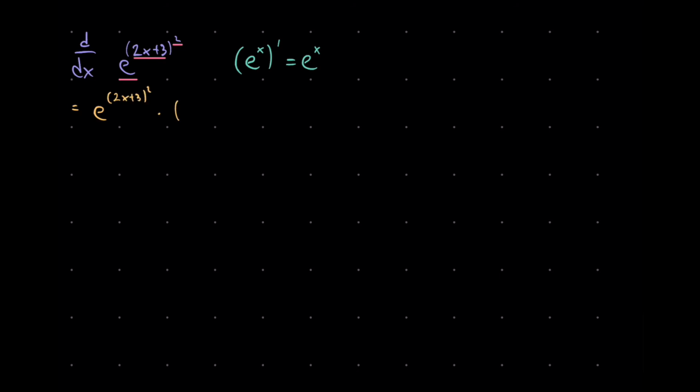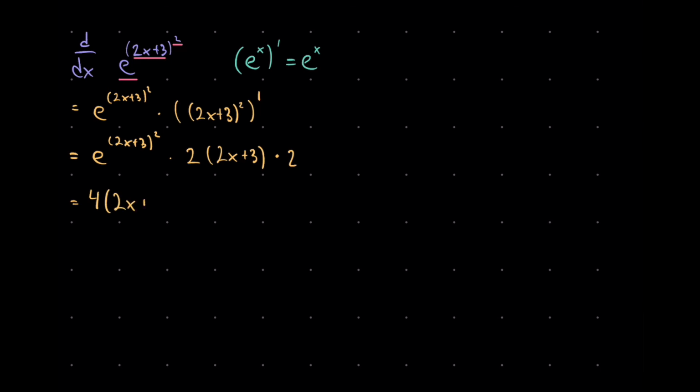Now we want to multiply this by the derivative of the inside function, or what's in the exponent. So this is equal to e to the (2x plus 3) squared, that stays the same, times the derivative of this function. Here we use the power rule and chain rule and get that the derivative is 2 times (2x plus 3) to the power of 2 minus 1, or just 1, so we can leave that out. And we multiply it by the derivative of the very inside function, 2x plus 3, which is just 2. And so rearranging, we get that this is equal to 4 times (2x plus 3) times e to the (2x plus 3) squared.